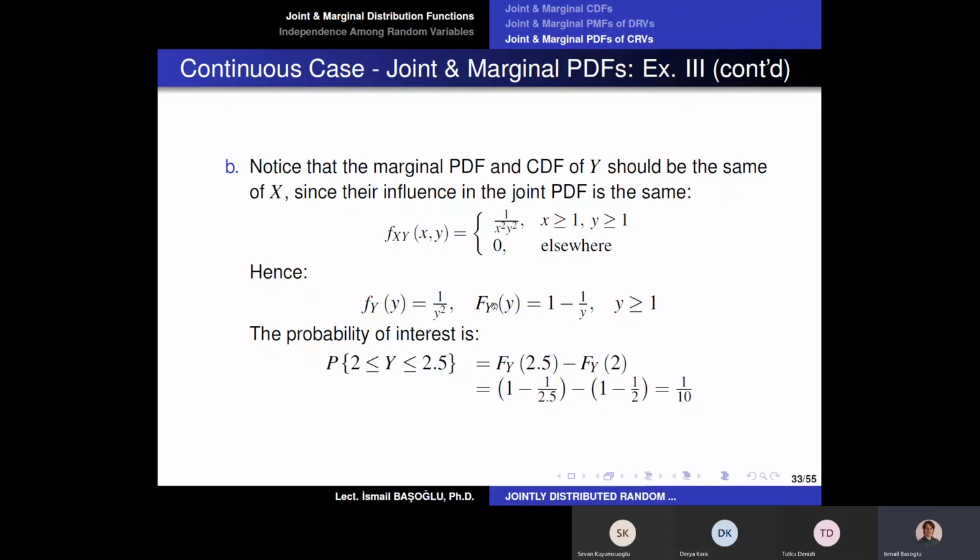And the marginal CDF of y is going to be equal to 1 minus 1 over y. And the probability of the profitability factor of the second investment to be between 2 and 2.5 is the CDF of y at 2.5 minus the CDF of y at 2, and that is 1 minus 1 over 2.5, which is 3 over 5 or 0.6 here, and the CDF at 2 is 0.5. 0.6 minus 0.5 is 1 over 10, 0.1. So we can calculate that probability again.